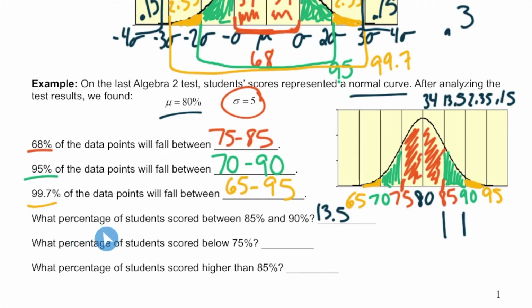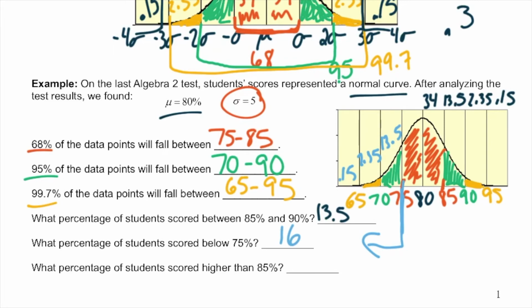Okay, let's talk about what percent of students scored below 75. So I'm going to find 75, and I want to add up everything to the left. So that means this is 13.5, this was 2.35, and then that last piece was 0.15. So if we add all of that up, we're going to get 16%.